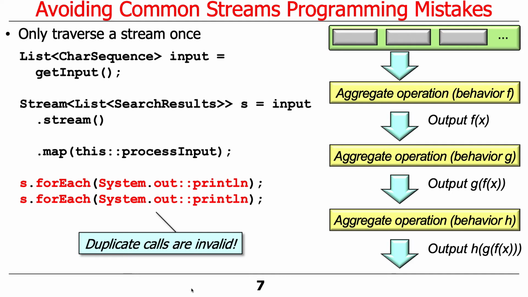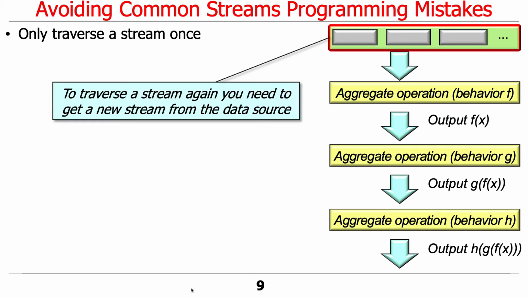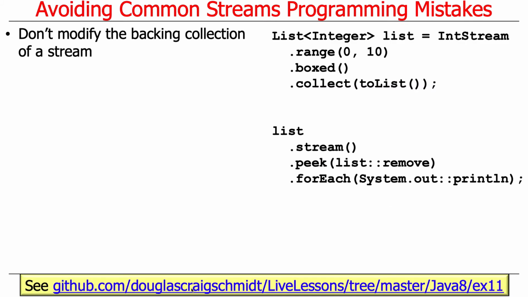And what will happen if we do this is the second time we try to call this, we'll get the java.lang.IllegalStateException, which says basically you can't call a terminal operation on a stream more than once. If you want to do this, you have to go back over and get the source and do everything from the beginning again. You can't get a stream and call a terminal operation on it multiple times. That's also a kind of weird mistake that I've done a couple of times when I was learning streams, but I don't do it anymore. But it's an easy mistake to make.